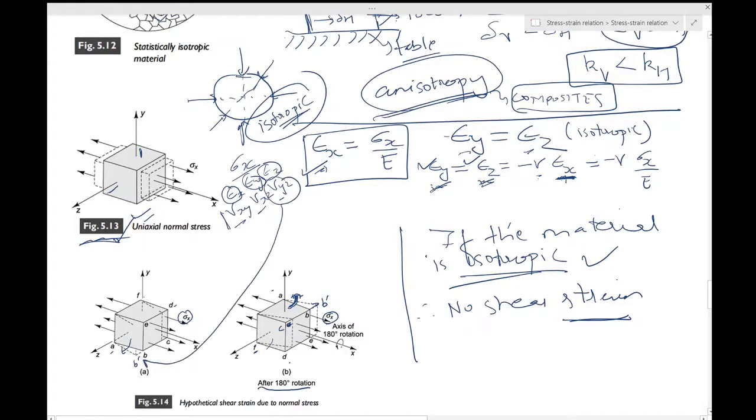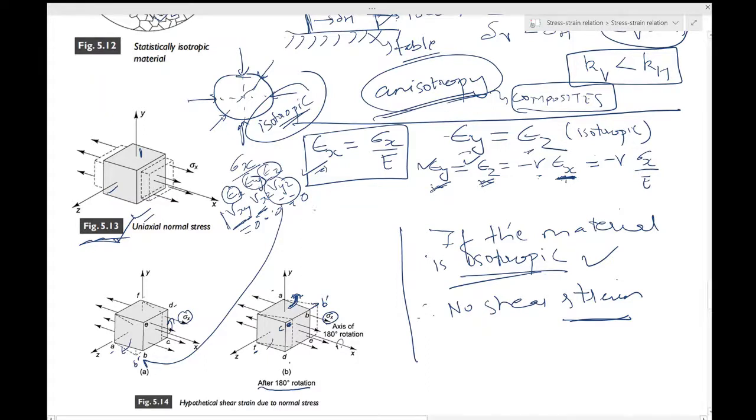And you can use the same argument for the other two strains as well, in the sense that you must apply, say, a load over here in this sigma y direction, and then consider the strain in the xz plane, and then you would find that to be 0. So that would mean the shear strains are all 0 because of the action of a normal stress only. So that's one part which is made easy.